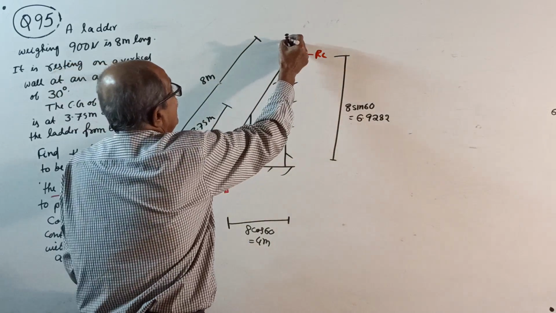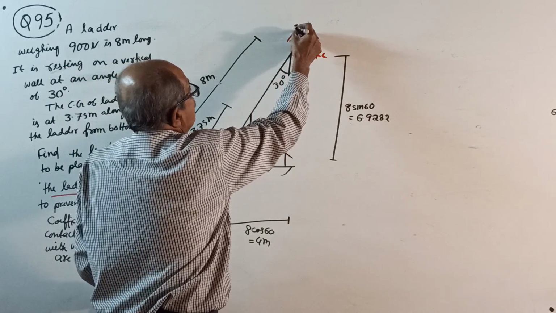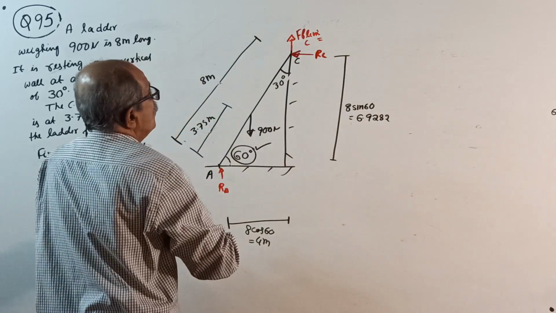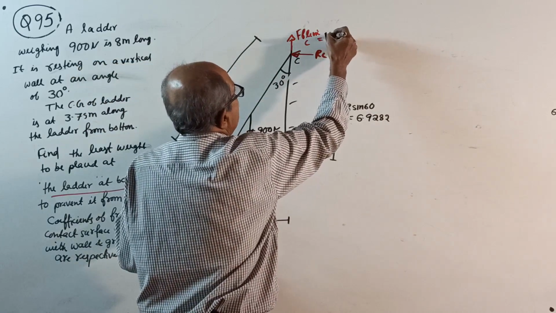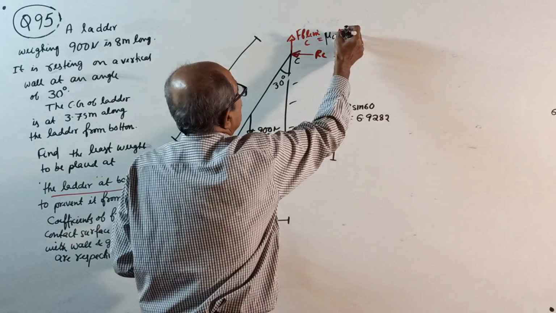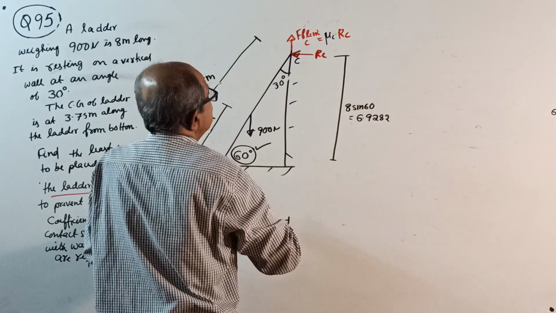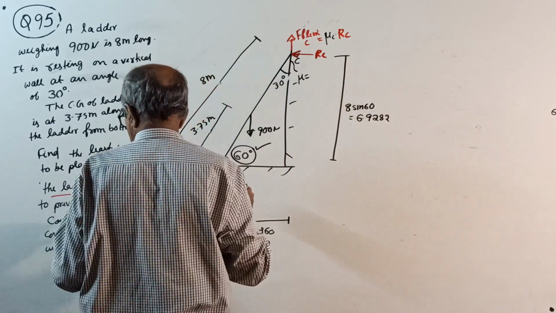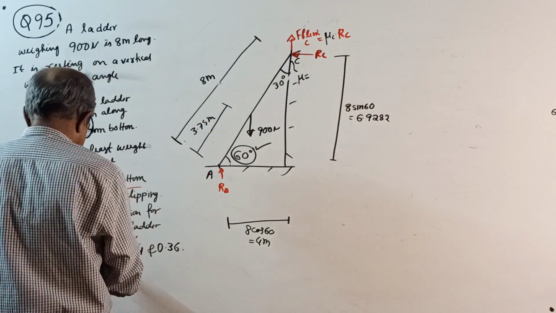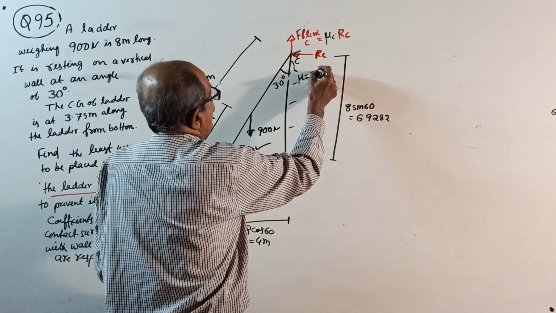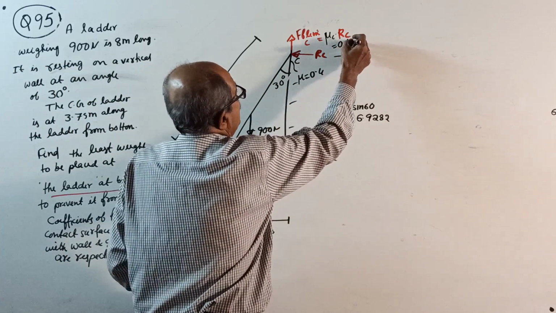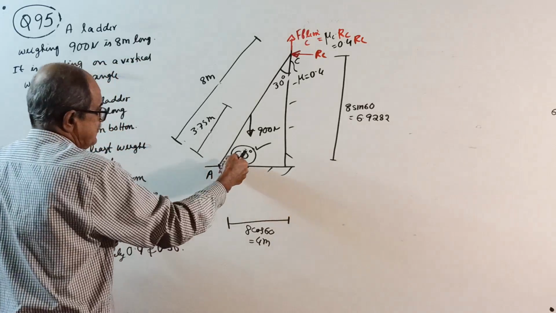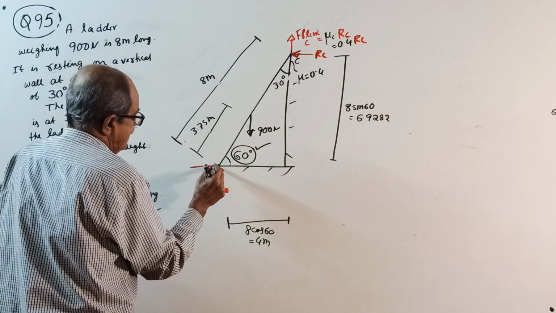Slipping is this way. This is the limiting friction force at C, equal to mu at C into RC. In the question they told the contact surface with the wall is mu equal to 0.4, so this will become 0.4 RC, and here it slips this way, friction is this way.